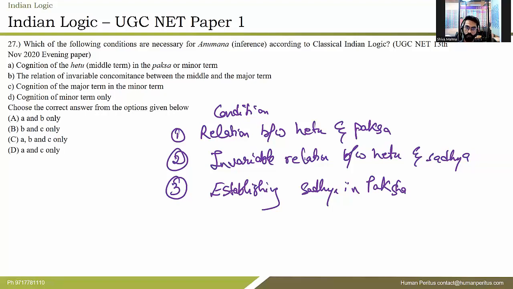Cognition of Hetu in Paksha or minor term, okay. Relation of invariable concomitance between middle and major term. Cognition of major term in the minor term and cognition of minor term only. Correct option is A and B only. Only these two things are correct. Major and minor term are not related to each other, and you do not need to cognitize the minor term. So the correct answer is A.